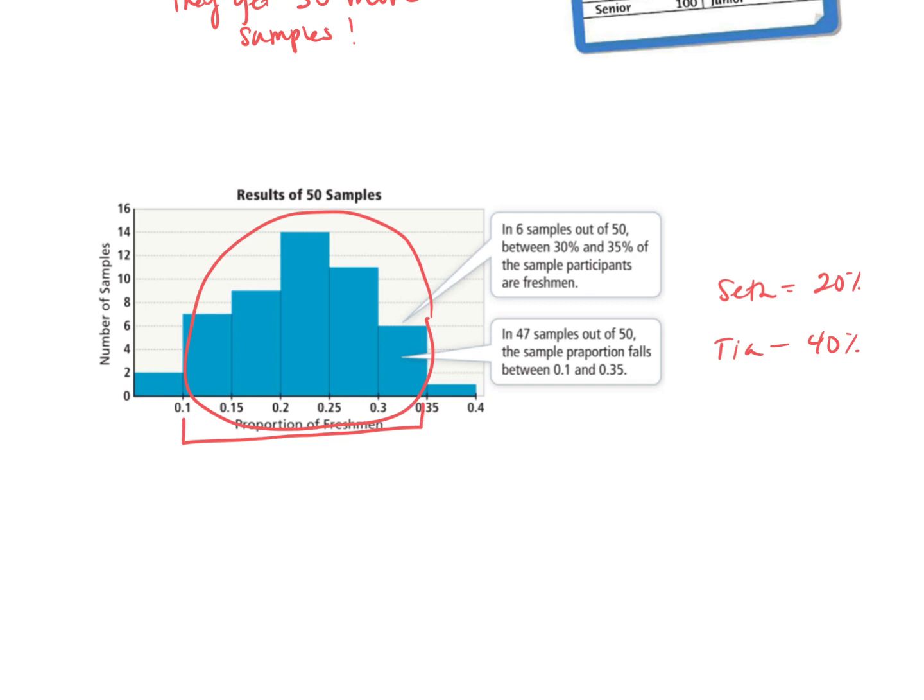So we would say that Seth's result is a better representation of the population. Tia's result is 40%, way over here, and that's not what most of the samples were showing.